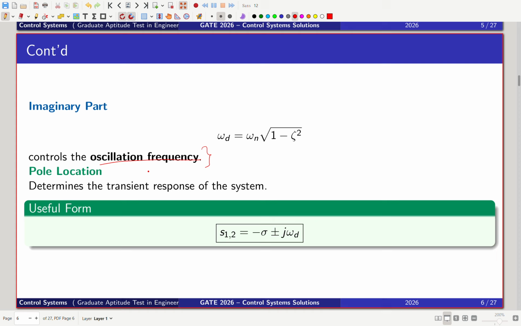So the poles' location determines the transient response of the system. This is very important; sometimes there is an MSQ question on it. What is the pole location responsible for? It is responsible for the transient response of the system. The useful form is minus sigma ± j omega d, where omega d is the damped frequency, omega n under root 1 minus zeta square.